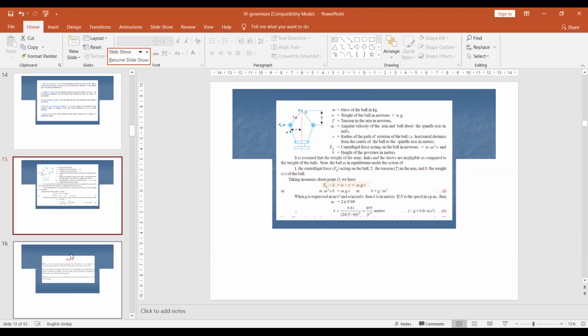What are the equilibrium conditions? Horizontal forces are equal to 0 and vertical forces are equal to 0, and the moment about a point is also taken to be 0. So those are the conditions we utilize in our derivations.